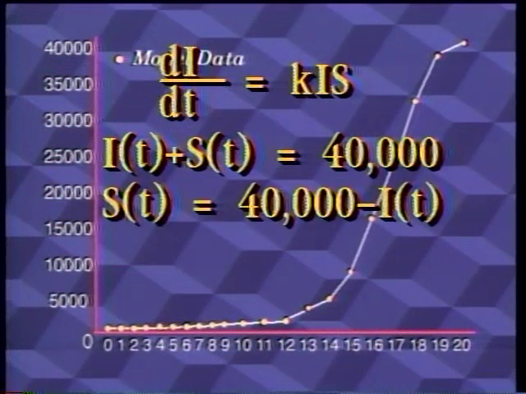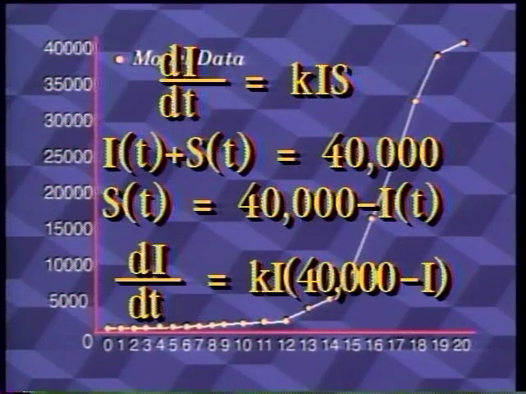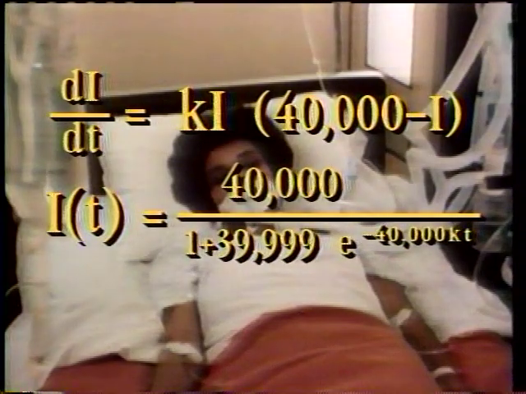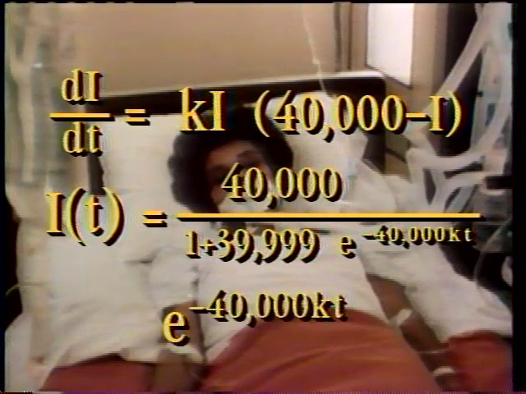S(t) equals this. Substituting for S in the previous equation, we get the following. Recall that the initial number of infecteds is 1, so with some effort, the calculus student can solve this differential equation and arrive at this solution. Notice that as t gets bigger, e to the minus 40,000kt goes to 0, and I(t) approaches 40,000 as before. So the bad news is that our model is not accurate. But the good news is that we now have a continuous model and we've applied the calculus to it.